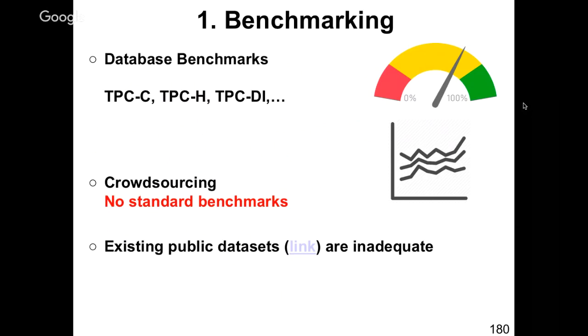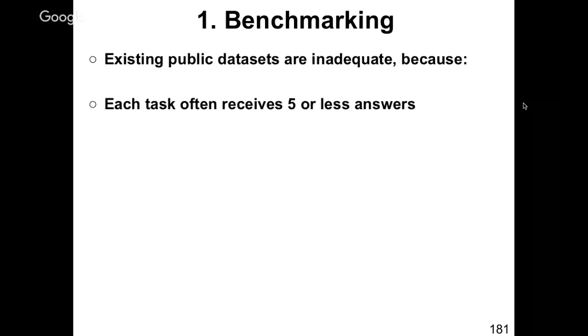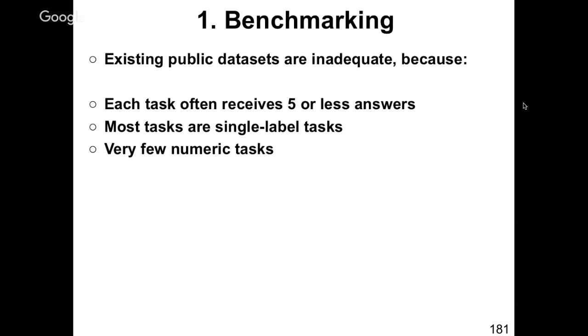In traditional databases, there are already well-established benchmarks, such as TPC-C, TPC-H, etc. However, in this crowdsourcing area, although the field has been becoming more important, the data sets are far from perfect. There are numerous reasons. For example, the data sets that have been given have very few answers from the workers, and most of them are about single label tasks. And there are very few numeric tasks, and I'm not sure about other kinds of tasks as well.